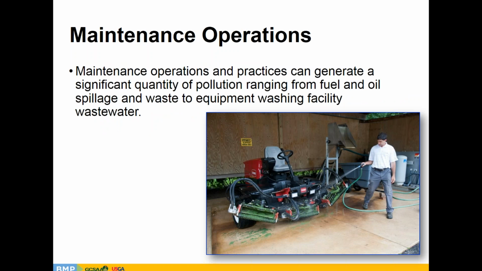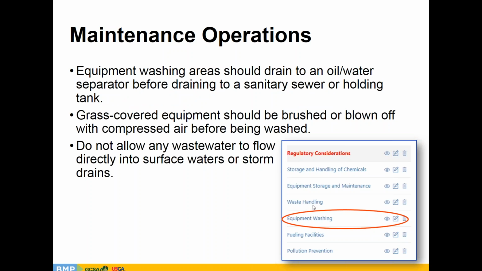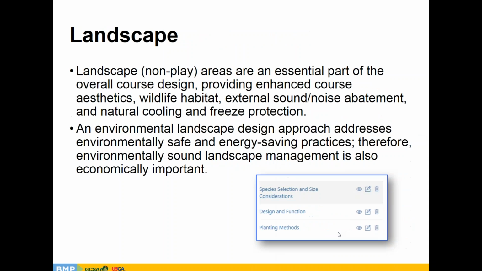Maintenance operations: many of the operations and the practices can generate a significant quantity of pollution, ranging from fuel and oil spillage to waste and equipment washing facility wastewater. And so we see here where a piece of equipment is being washed, and so that wastewater carrying those clippings, which clearly have nutrients in them and could have pesticides on them. The movement of this wastewater off could create some problems, and so there are BMPs on waste handling and equipment washing, fueling facilities, and so on and so forth, all included in the maintenance operations section of the BMP template.